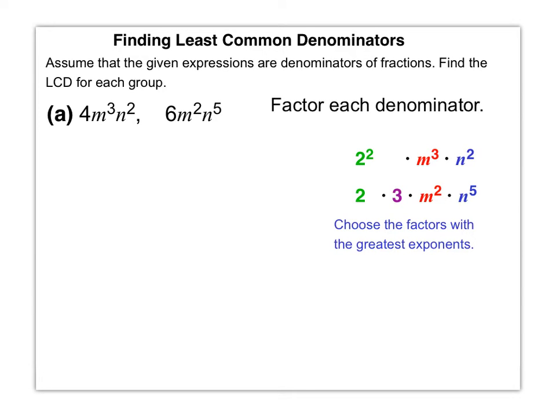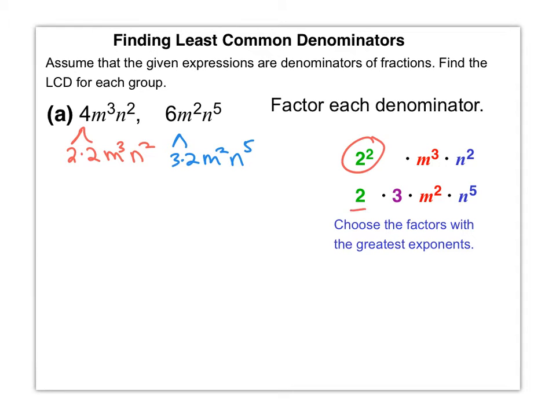We can factor 4 as 2 times 2, and we have m cubed n squared. We can factor 6 as 3 times 2, m squared n to the 5th. Now our least common denominator is going to be represented with each of those factors, the greatest exponent for each factor. And 2 times 2 is our 2 squared. That is going to be part of our least common denominator.